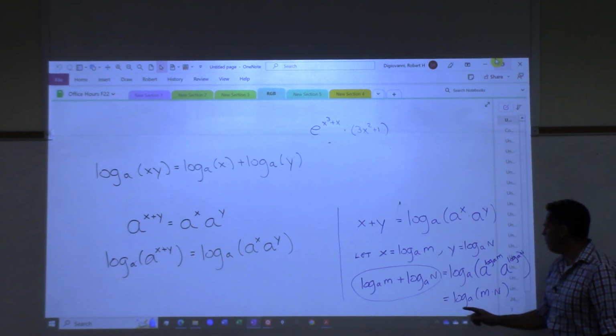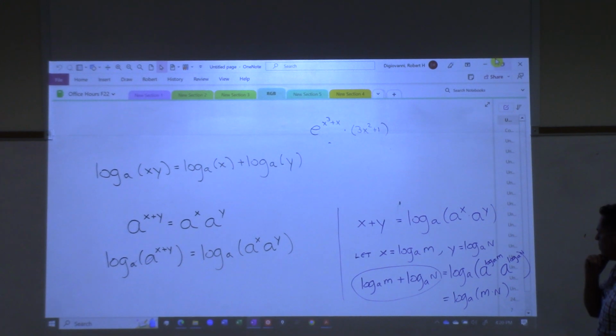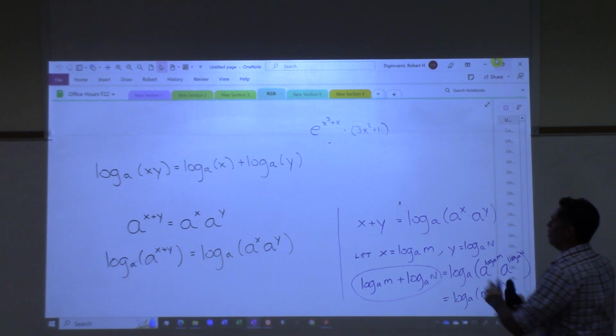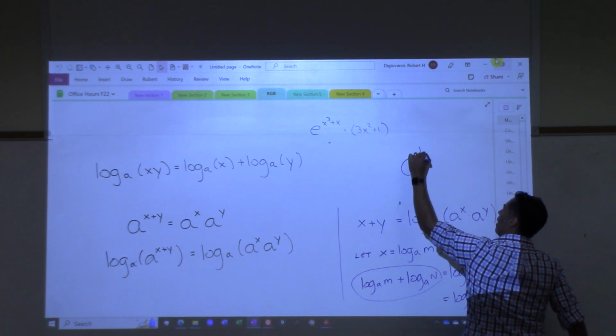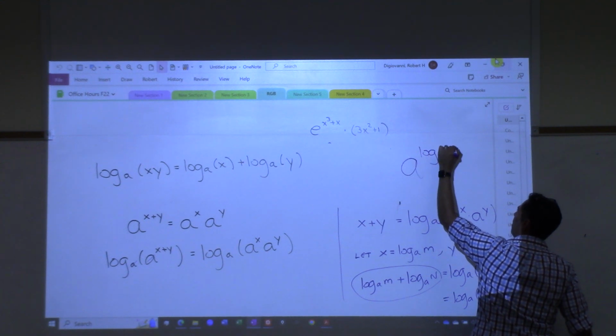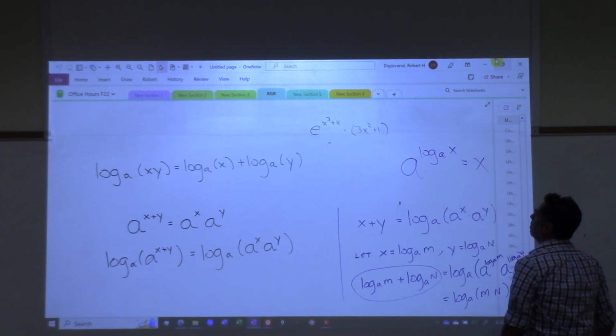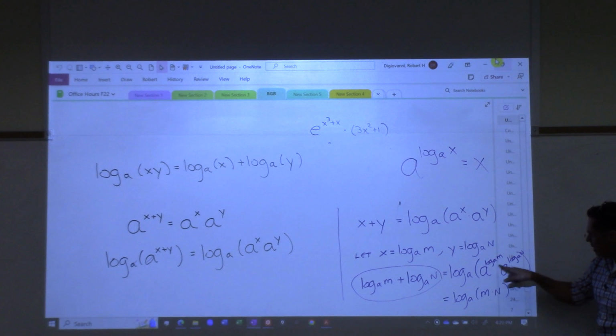Yeah. Change of base. I didn't use change of base. No, because you let x equal. The big property I used here is that if you have a raised to the log base a of anything, I'll call it x, that's just x. I use that here and here, but that gave me the m and that gave me the n.